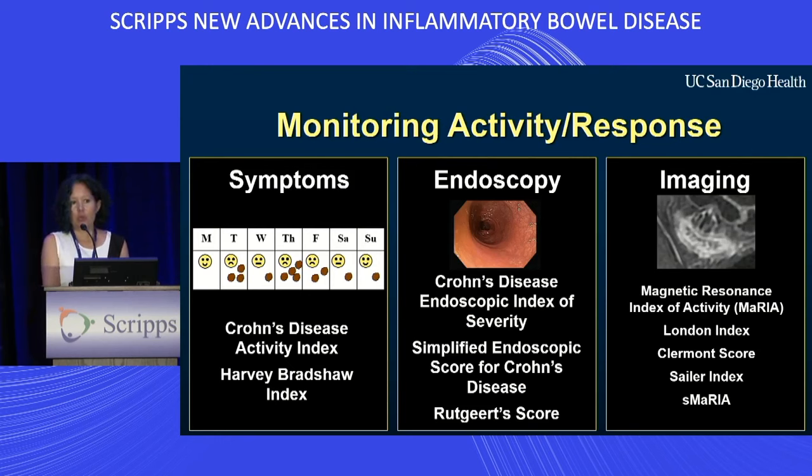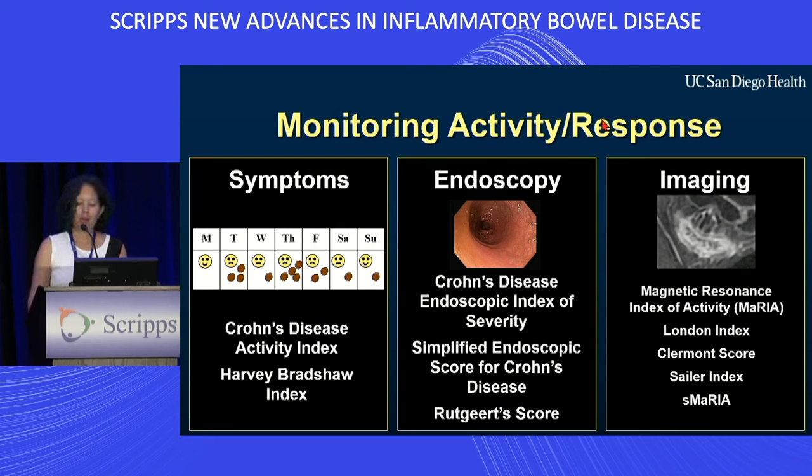So these are the tools that we've had for monitoring activity and response. I think that imaging has started playing a much larger role in your armamentarium for looking at these patients. We used to rely predominantly on symptoms. Then, of course, we have been using endoscopy as the gold standard. But now we can also use imaging. And we're looking to see if we can make the diagnosis of inflammatory bowel disease as well as looking at the current degree of activity.